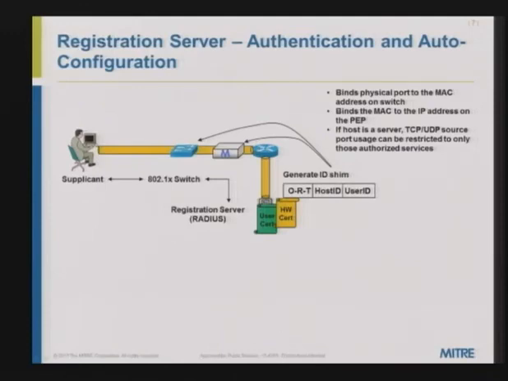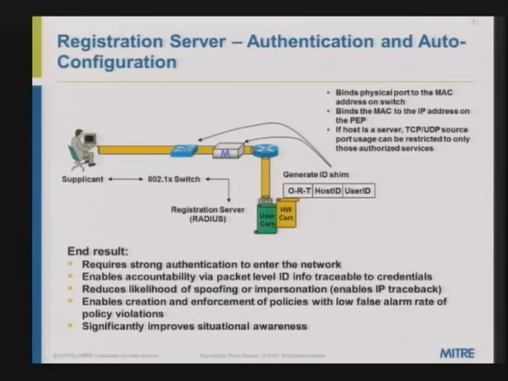If the host is serving as a server, both TCP and UDP port usage policy would be pushed to only allow those authorized services. By requiring strong authentication to get onto the network, we're able to get accountability via a packet level ID that can be traced back to both the user and the host credentials. Through the MAC to port and the MAC to IP binding, we reduce the likelihood of spoofing and impersonation. With the registration server pushing source port restrictions, it enables creation and enforcement of policies with a low false alarm rate. Also, all this together significantly improves the situational awareness on the network.